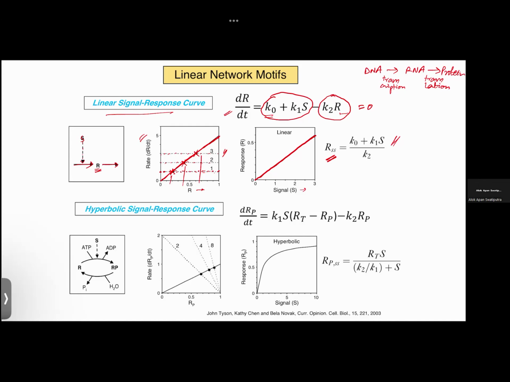No, I plotted only the magnitude. So I plotted only the K2R. That's why if you see, if K0 plus K1S is equal to K2R, then this becomes equal.